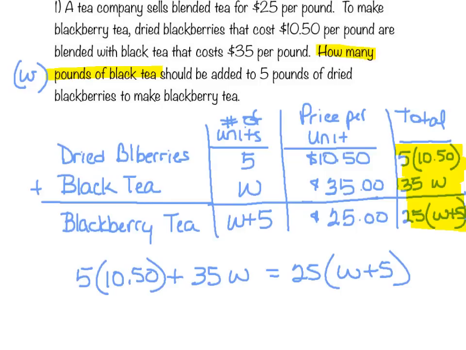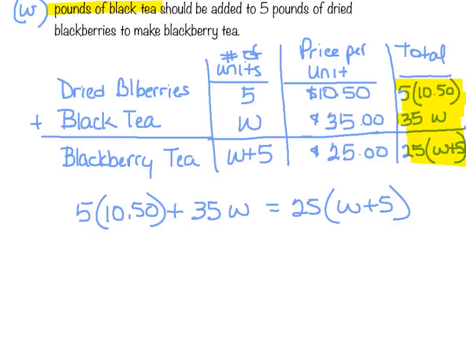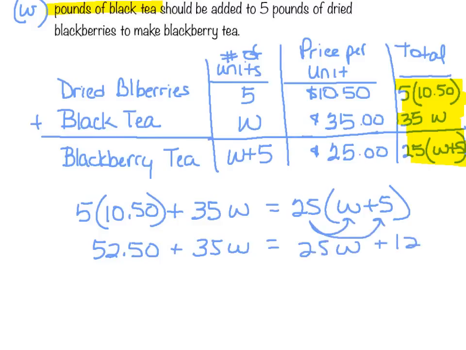And now we can simply solve for W. Let's do that. First thing I'm going to do is simplify. 10.50 times 5 is $52.50 plus 35W equals, let's distribute the 25, so that would be 25W plus 125. The next thing we'll do is get the W's on one side, so subtract 25W from both sides.